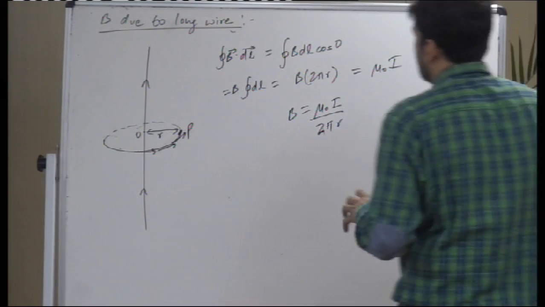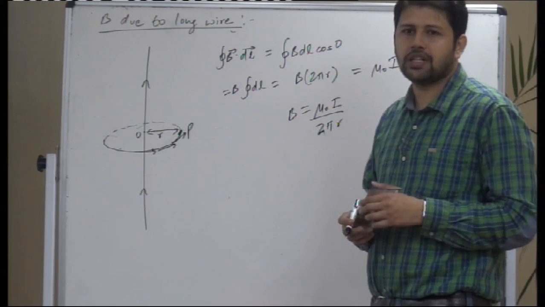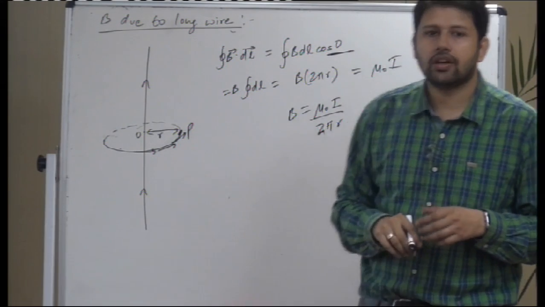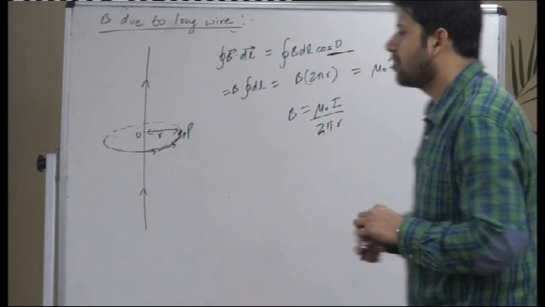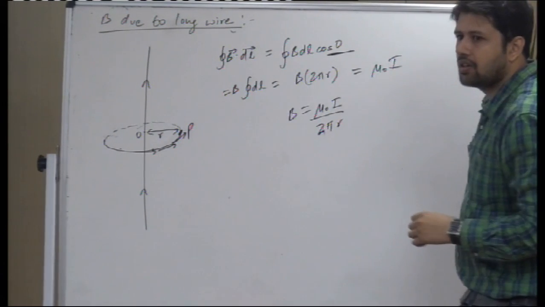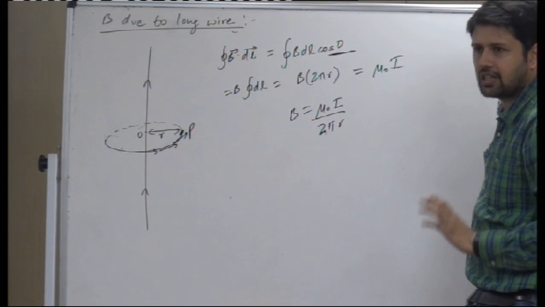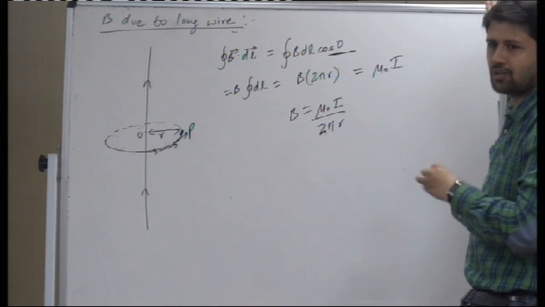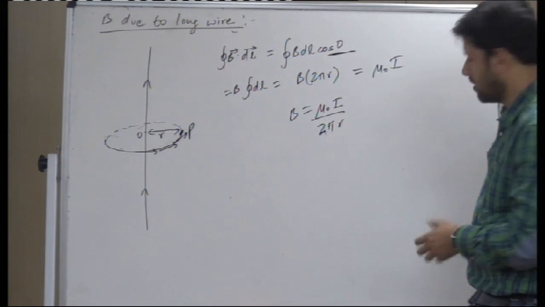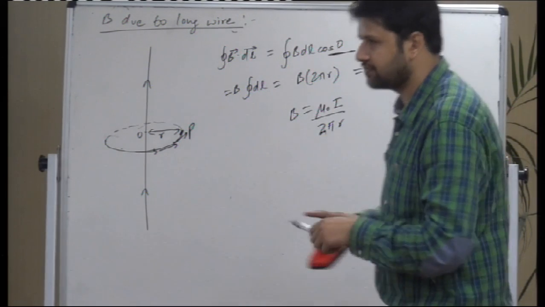Now check this: we try to take the Amperian loop in such a manner that the angle either becomes 0 or 90 degrees, so that we can either take B out or ignore the term. Otherwise it's unsolvable, right? So for a long wire, it's already done. I'll erase this one.